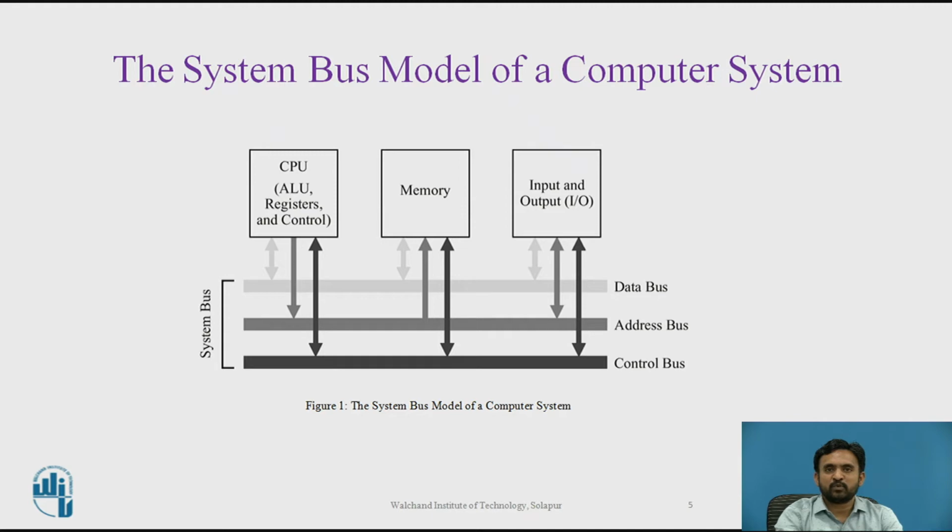Regarding the system bus model of a computer system, a bus is a communication pathway connecting two or more devices, and the key characteristic of a bus is that it is a shared transmission medium. The purpose of the bus is to reduce the number of interconnections between the CPU and its subsystems.